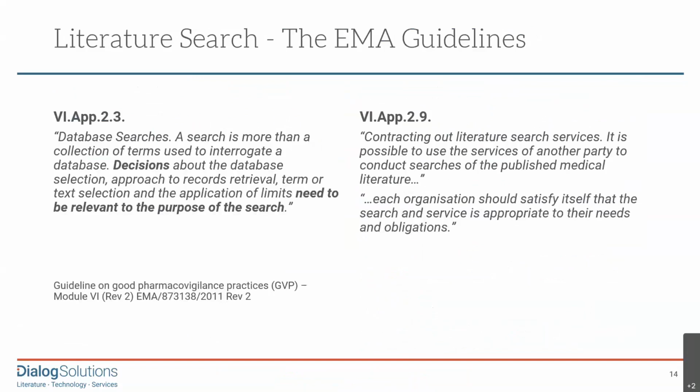When it comes to the literature search, the guidelines actually even comment on the search strategy. And they say a search is more than a collection of terms used to interrogate a database. So in other words, this needs to be very seriously thought about, and you need to demonstrate that the terms are relevant to the objectives of the search. And again, the guidelines also stress that even if this service is outsourced, each organization needs to satisfy itself that the search service is still appropriate, even though it's been handed to a third party.